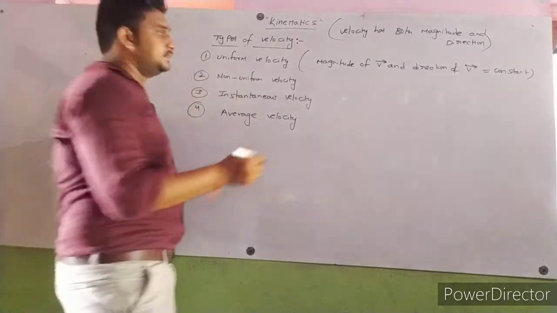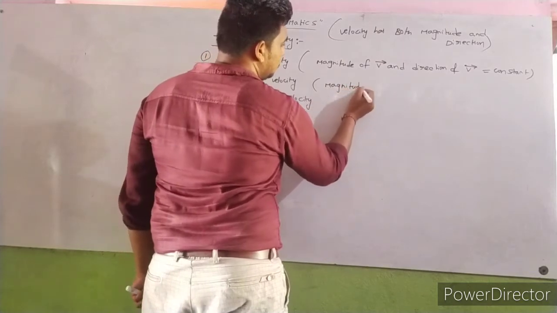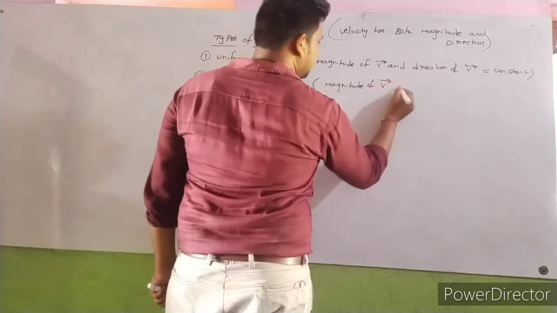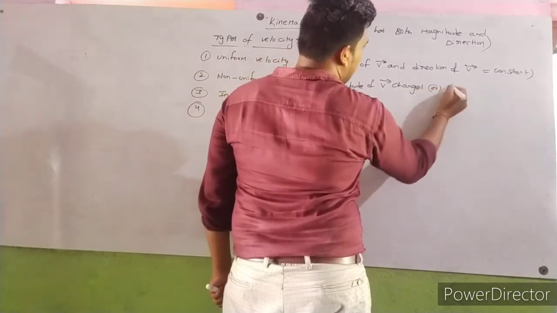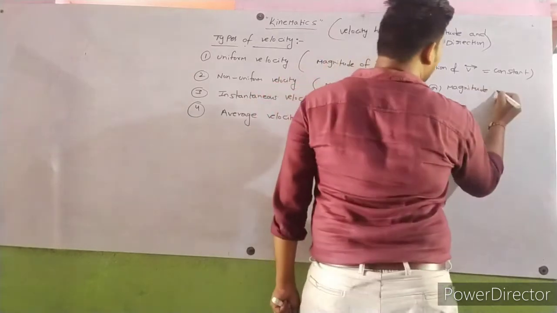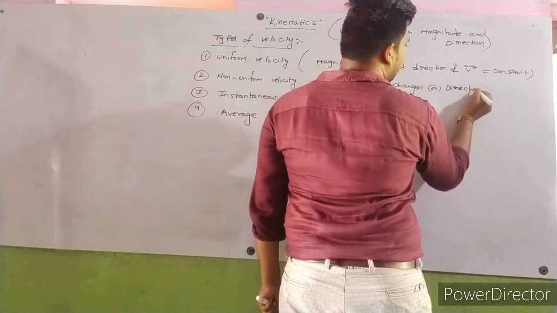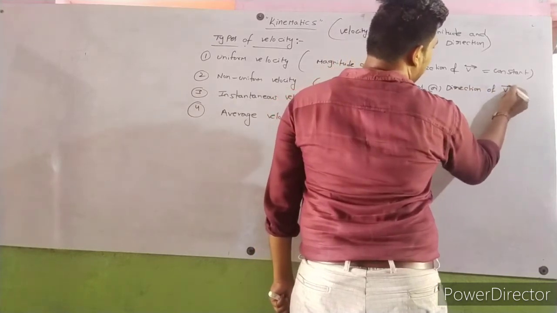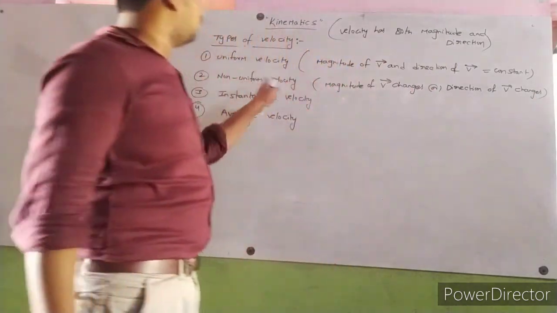Non-uniform velocity: the magnitude of v bar changes, or the direction of v bar changes. That is called non-uniform velocity.